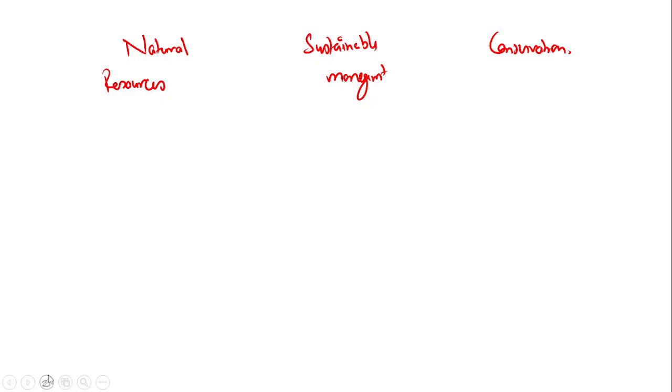Now here are three words: natural resources, sustainable management, and the third one is conservation. First, you guys tell me or write what the different natural resources are and how you divide them. Natural resources can be divided into renewable and non-renewable natural resources. Under renewable natural resources, we have forest as a natural resource.